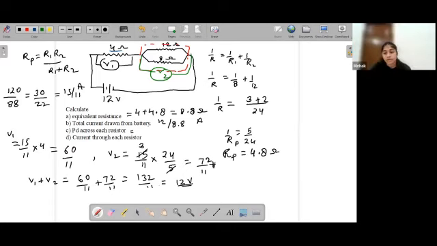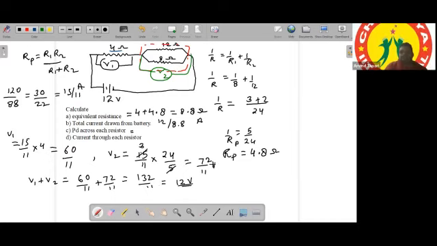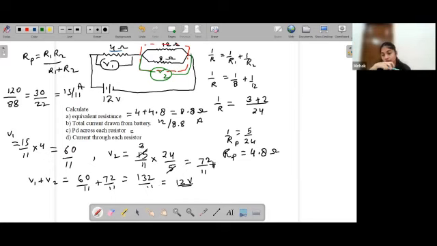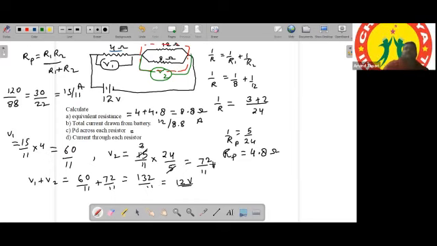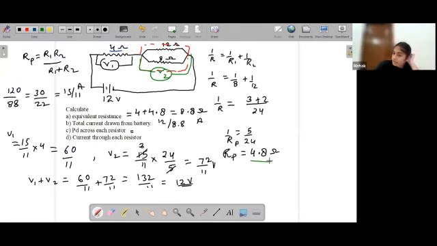Sir, for the 12 volt, you just added V1 plus V2. What about the V3 one? Where is V3? So the whole is V2, sir. See, you can see two things in the series combination: the 4 ohm and the equivalent of this. The equivalent of this is connected in series to this. So there are just two resistances which we consider in the series. Equivalent means you can remove this 12 ohm and 8 ohm and replace that with a single resistance of 4.8 ohm. Yes, sir, got it.